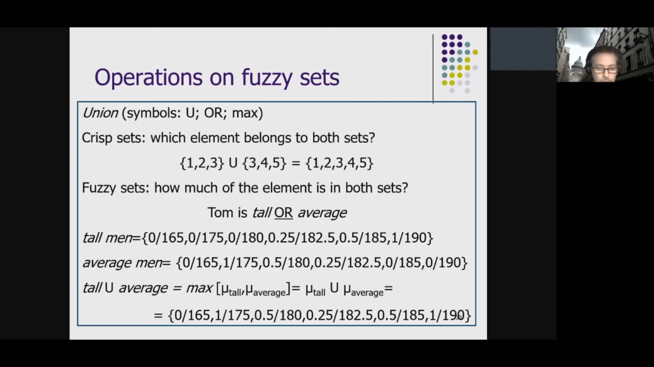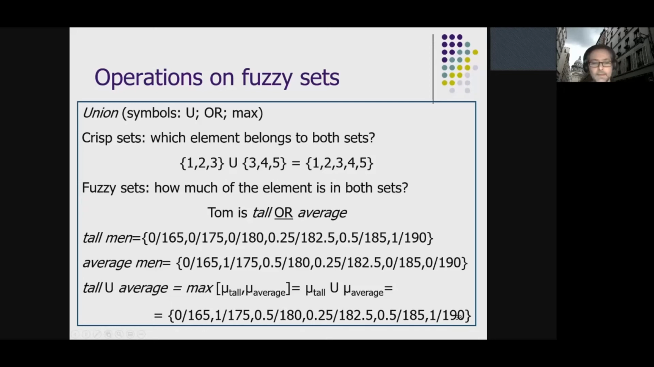In fuzzy logic, it's not exactly the same. So as you can see, we have a statement, which is another example of typical fuzzy logic. Tom is tall or average. No problem at all. We can easily deal with this kind of situation here with fuzzy. So you have the two sets, tall men and average men, and then the calculation of the union is by taking the maximum of the degrees of membership for each individual element. So the fuzzy set contains exactly the same number of elements as before, but the degrees of membership depend on the maximum operation.